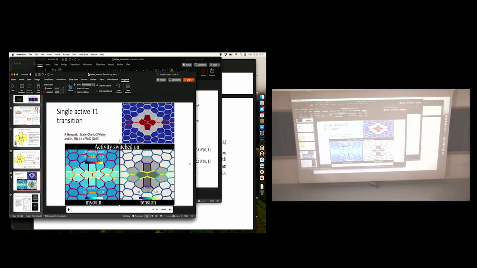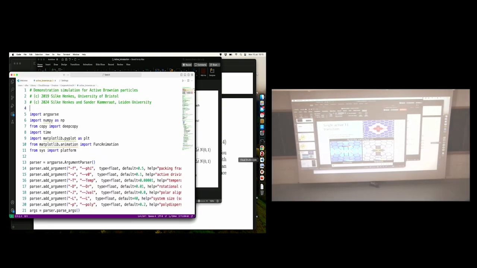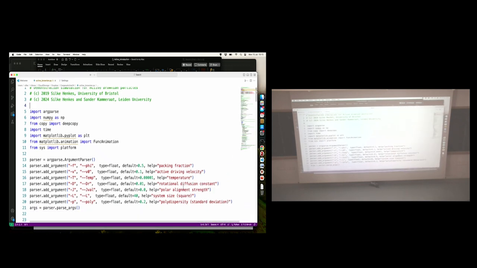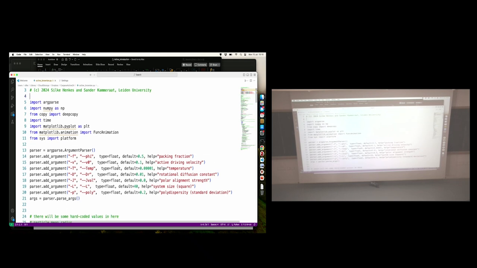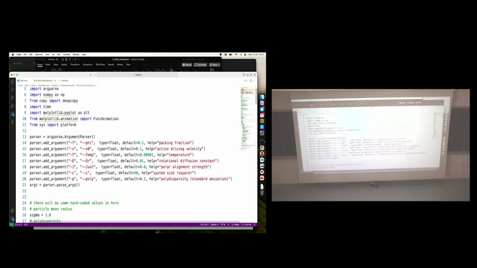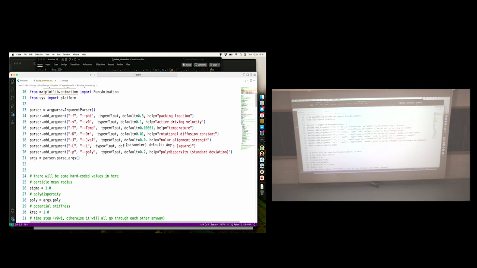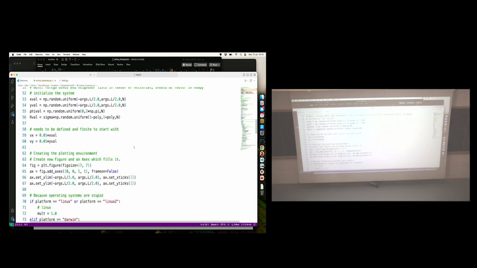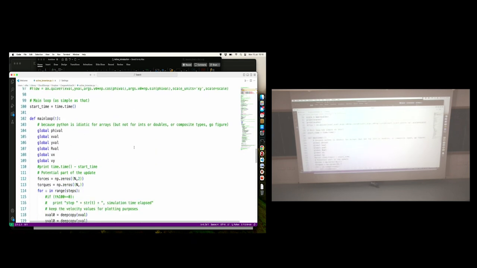Okay, sorry. So I won't go through the code, but it implements the algorithm. The point here is this is a small Python code which is interactive, and it takes various arguments, like packing fractions, mean speed, temperature, rotational diffusion constant, system size, polydispersity of my particles. So it implements everything I just said. Just wanted to point it out.